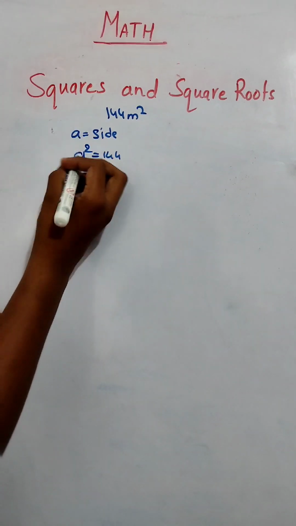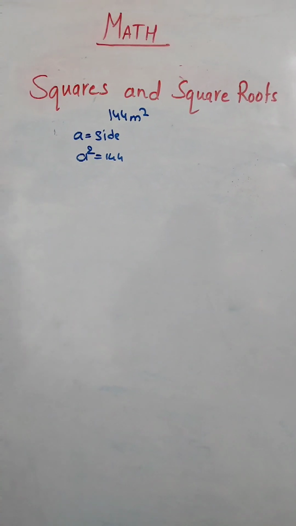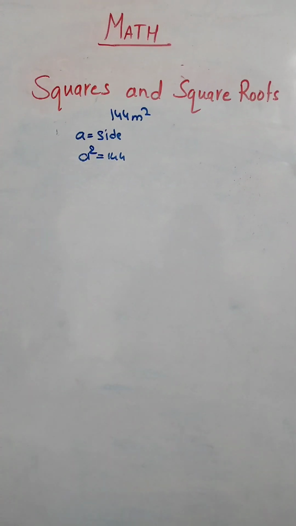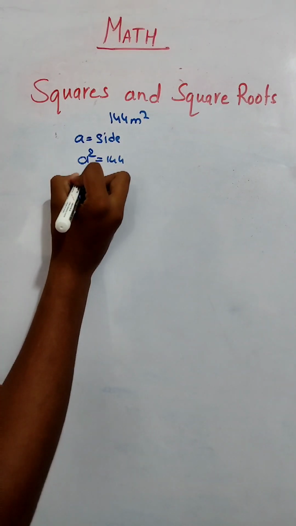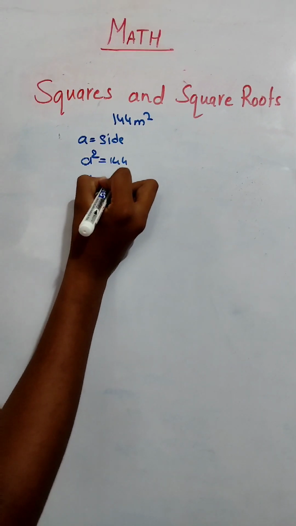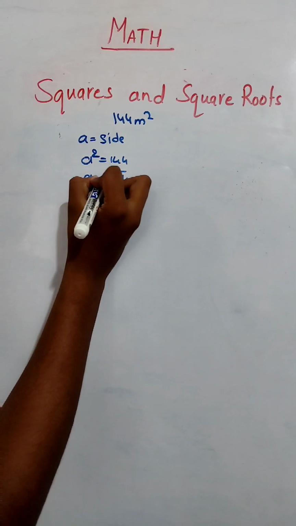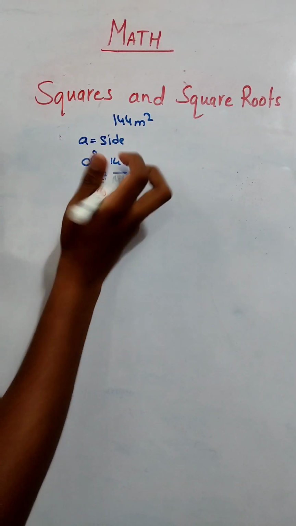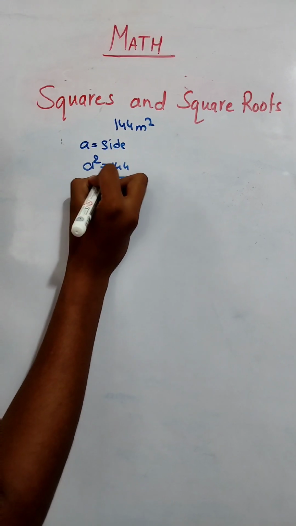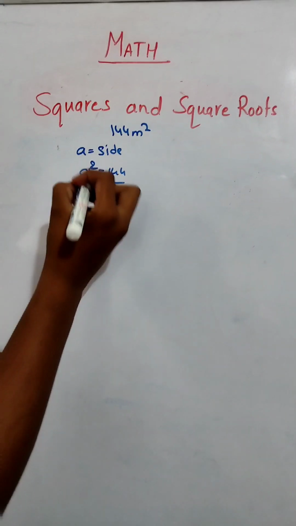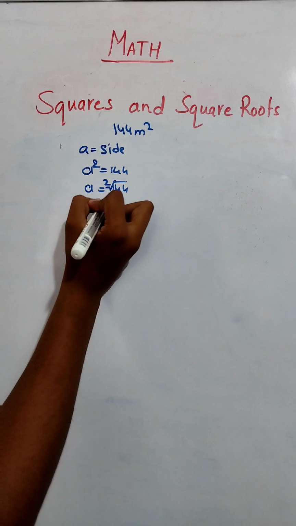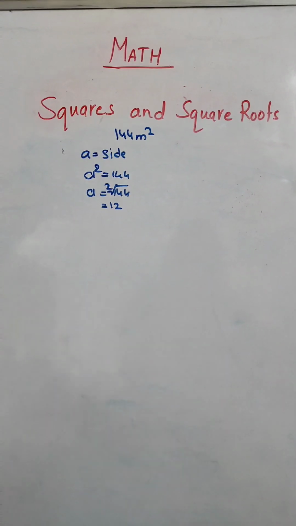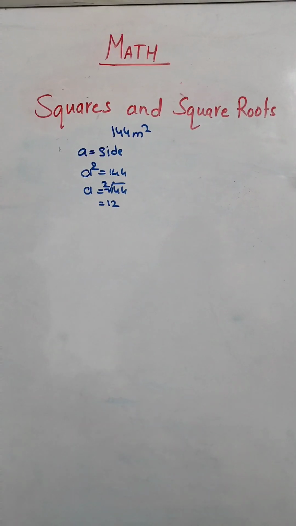Now, if you remember that we've learned how we can inverse the value of taking a square and making it into a square root, we can write this as a equal to square root of 144. The square root of 144 is 12, which we already know, as 12 square is equal to 144.